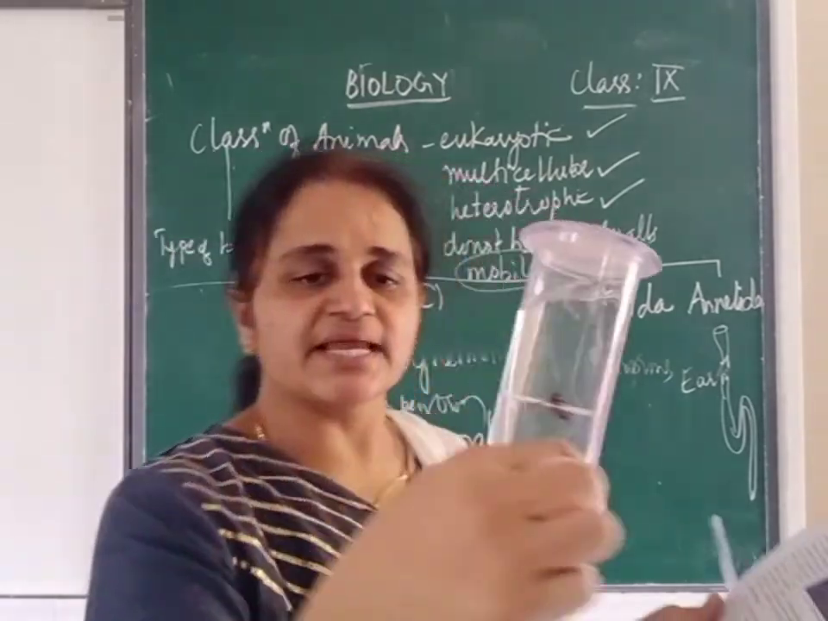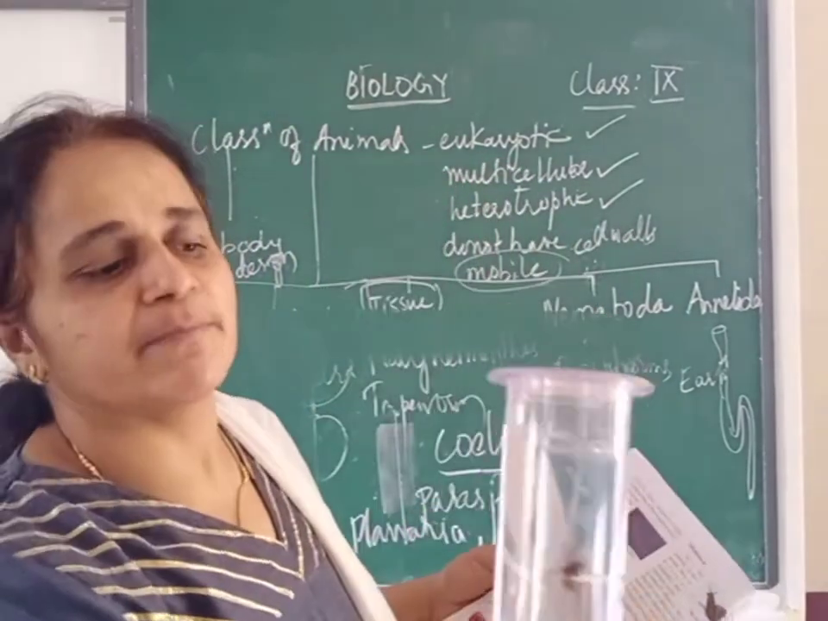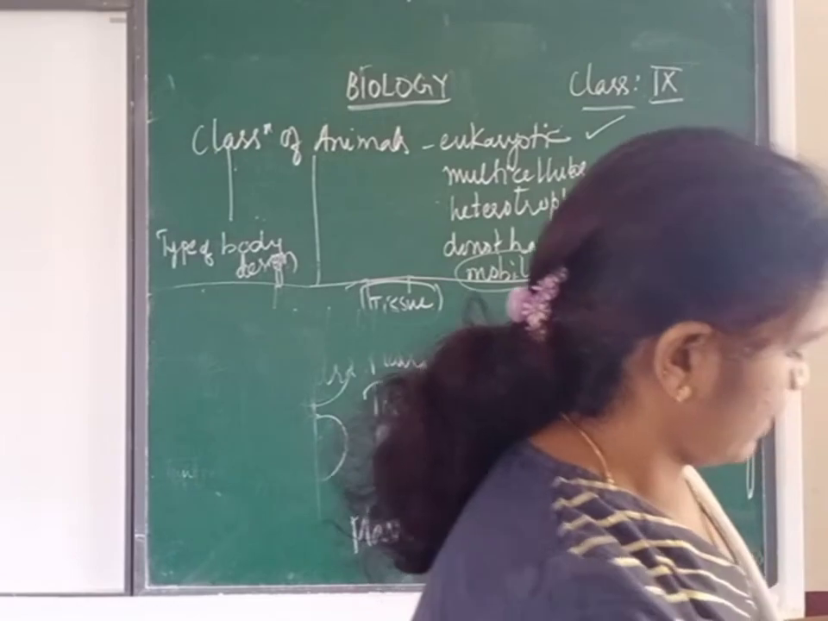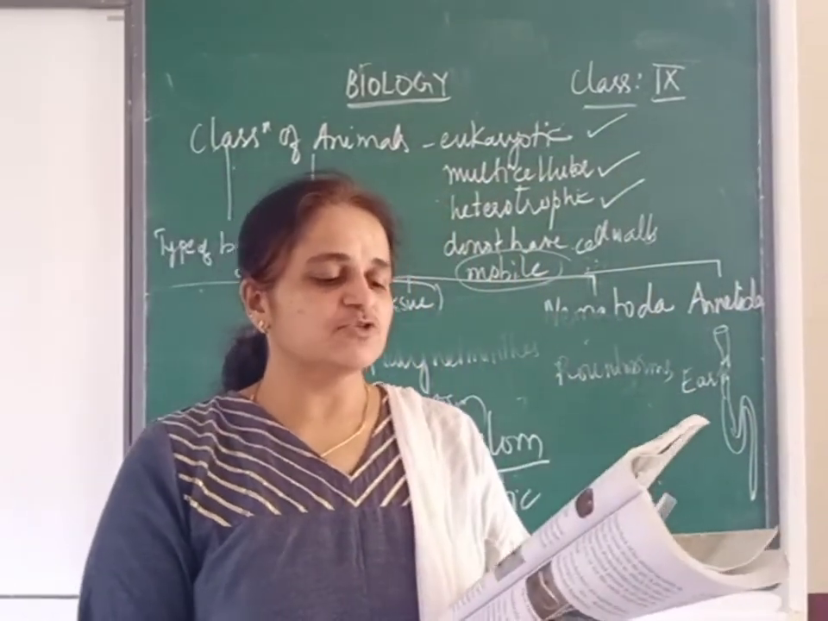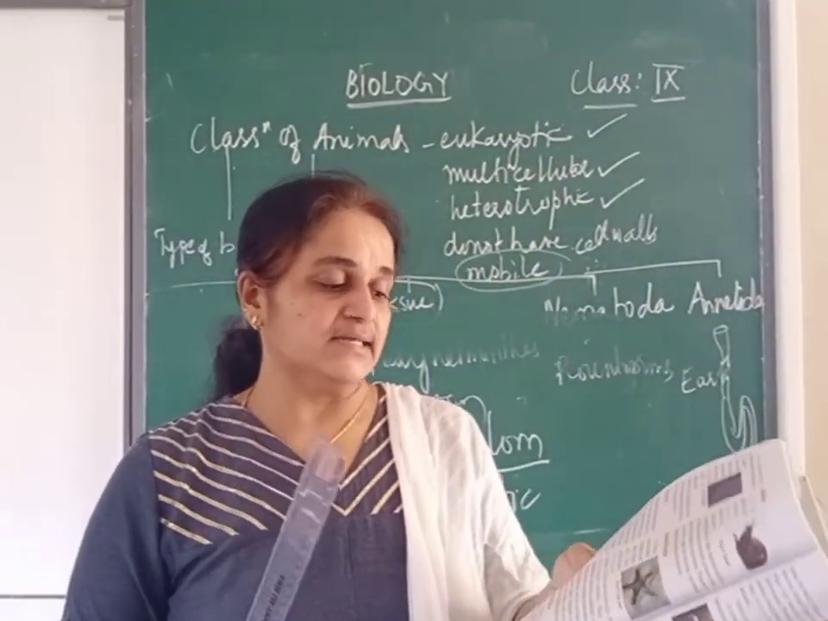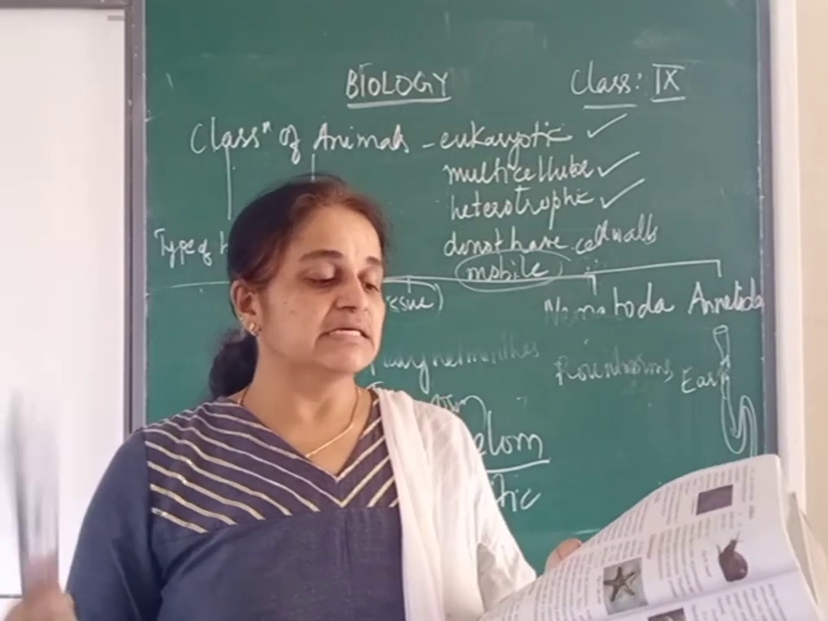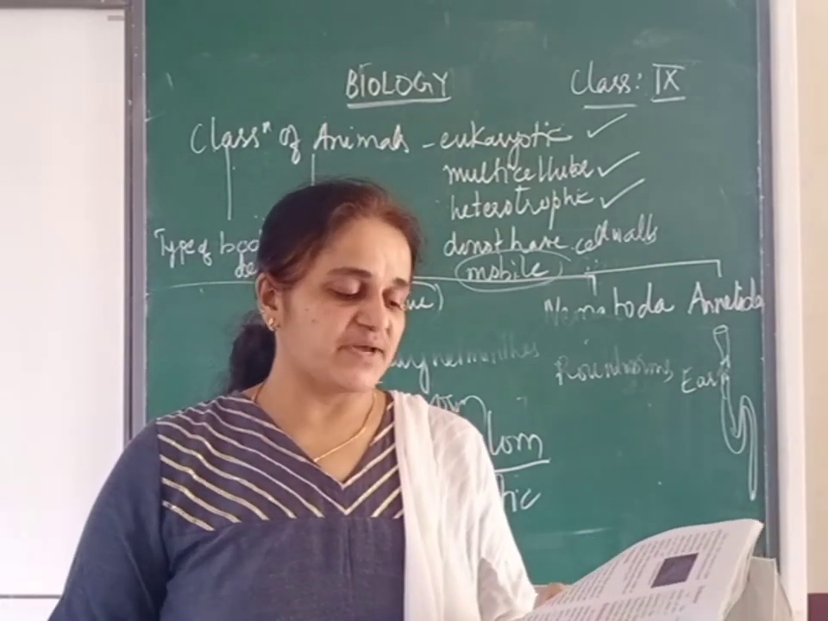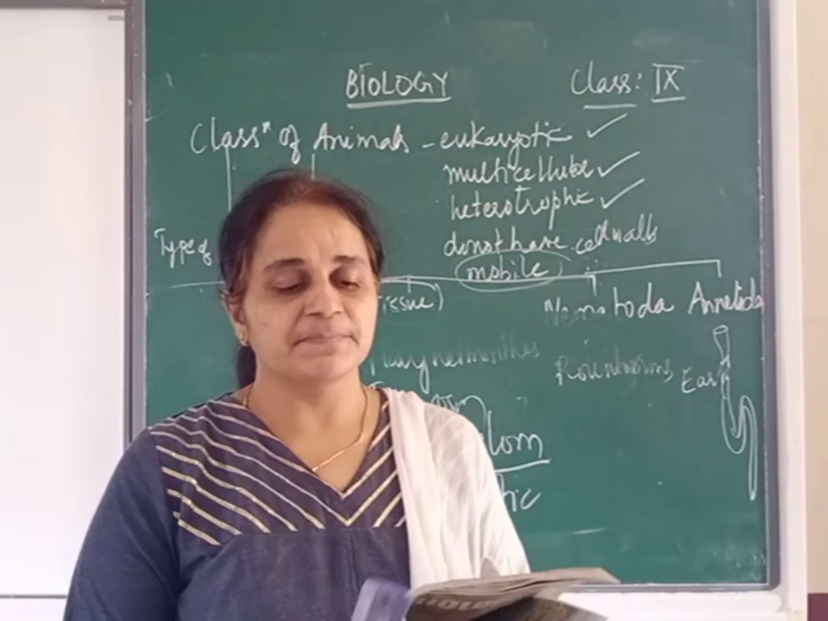Again the body is a segmented body. Coelomic cavity is blood filled. They have jointed legs. Example, you can write butterflies, houseflies, spider, cockroach, honeybee.